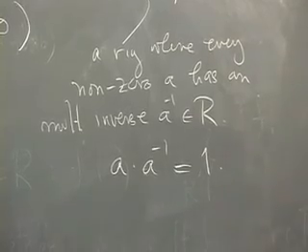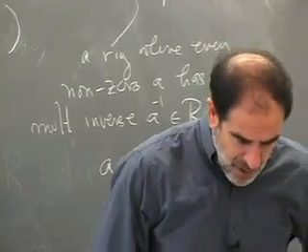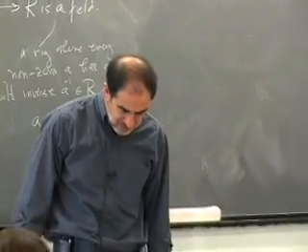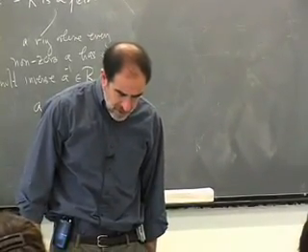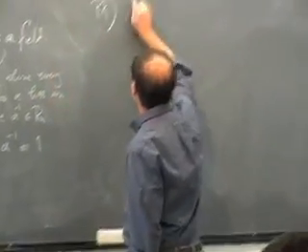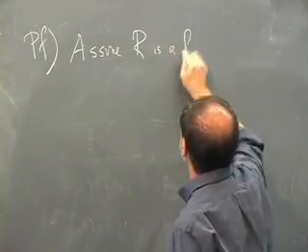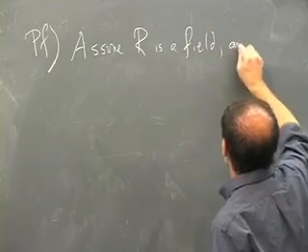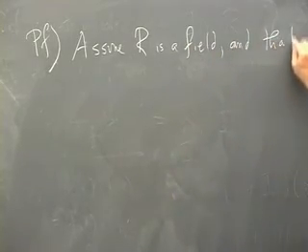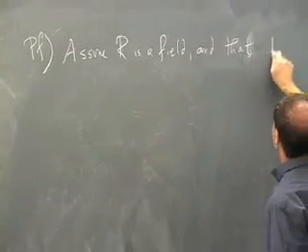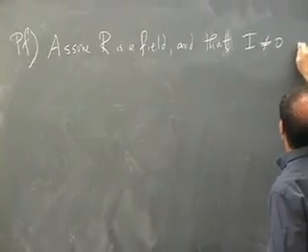So now we're going to go both directions. So let's assume that R is a field, and that I is a non-zero ideal.